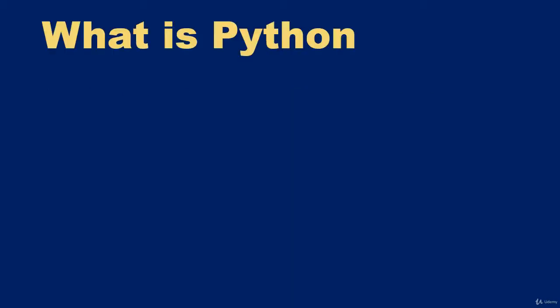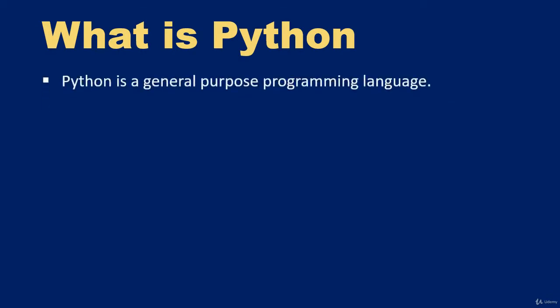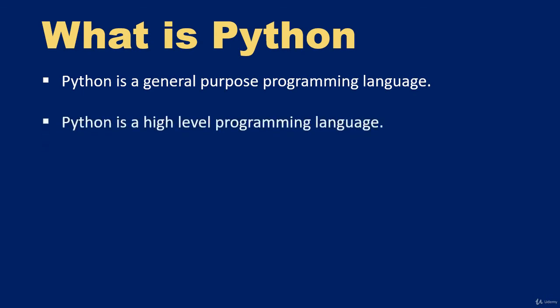This video is on what is Python. Python is a general purpose programming language. This means it can be used to write computer programs for various things like games, data science, websites, and so on. Python is also a high-level programming language.